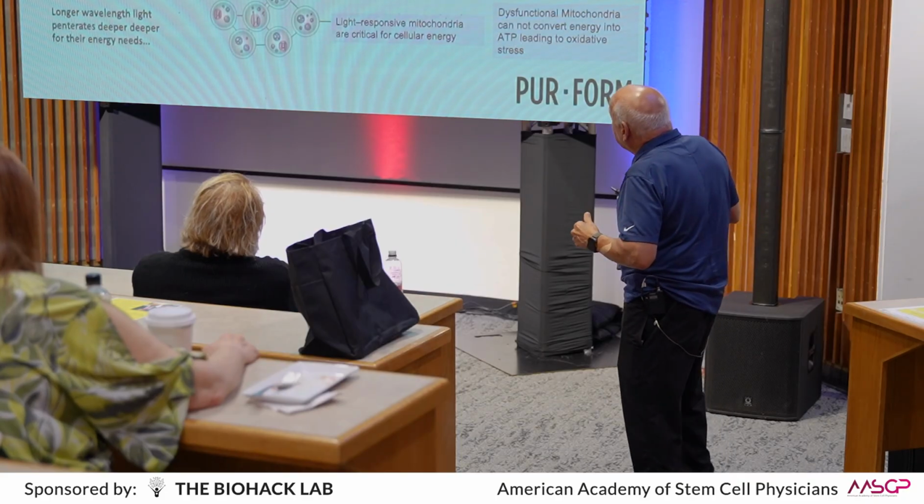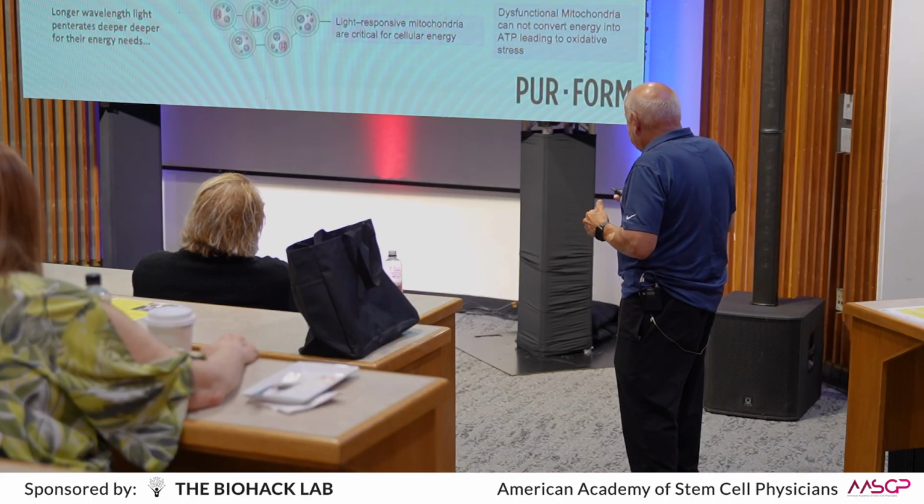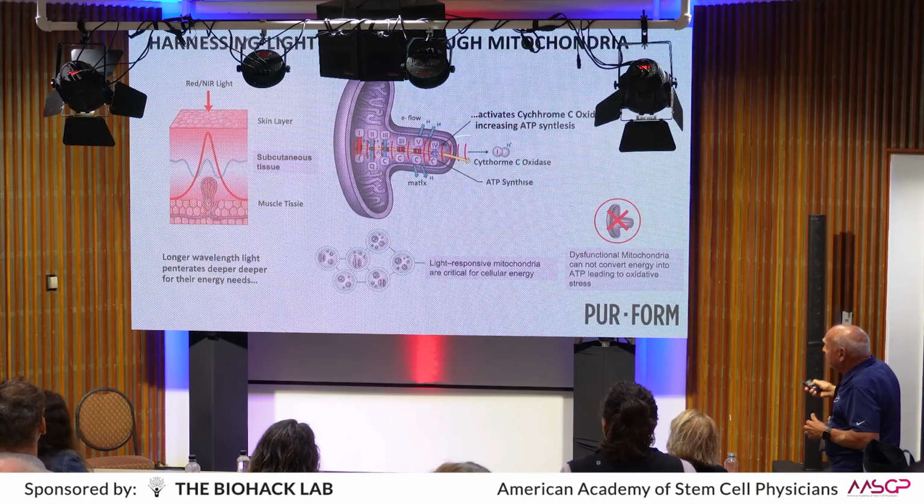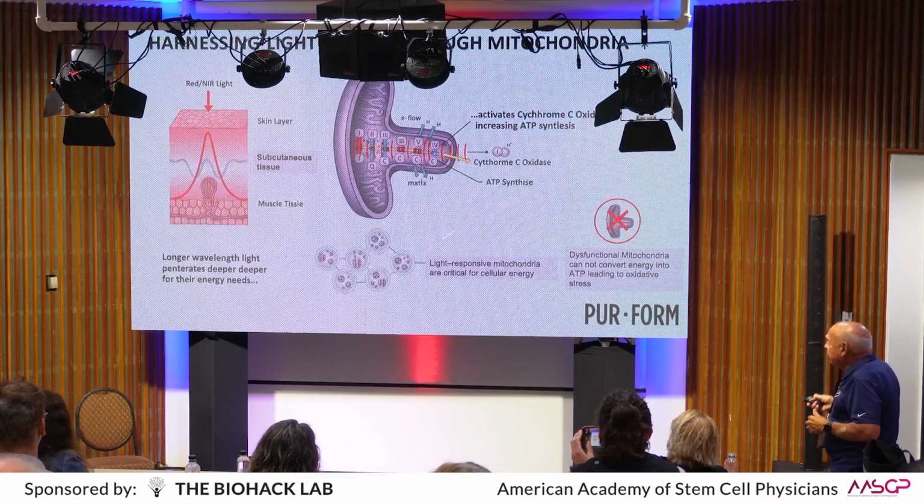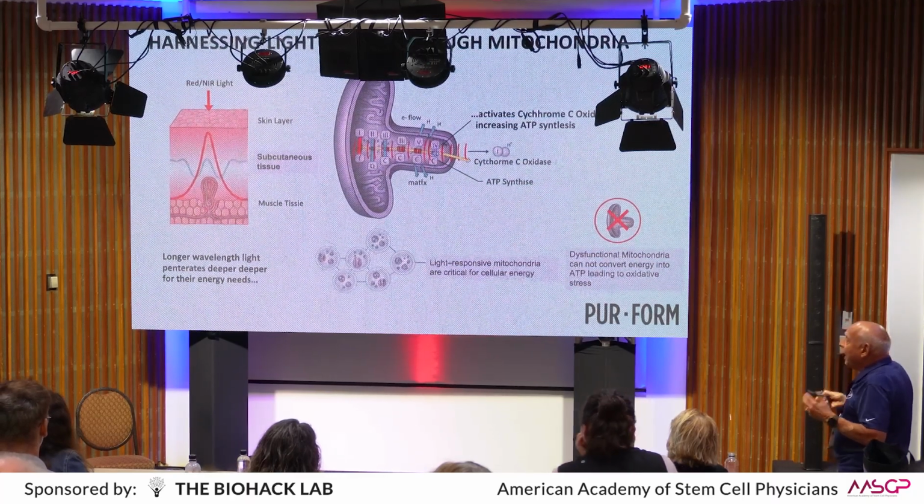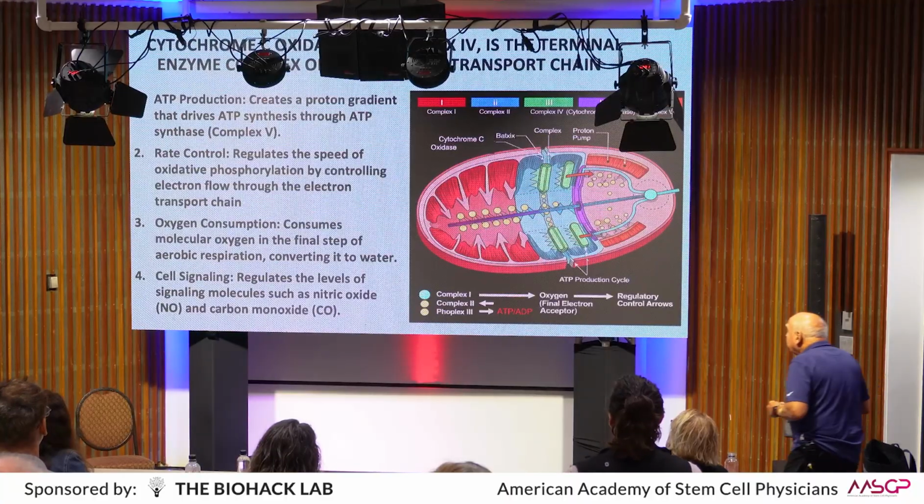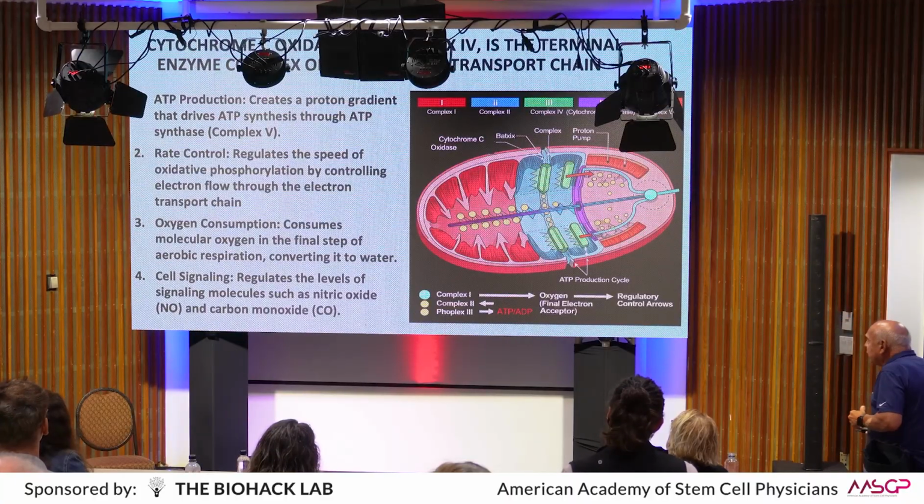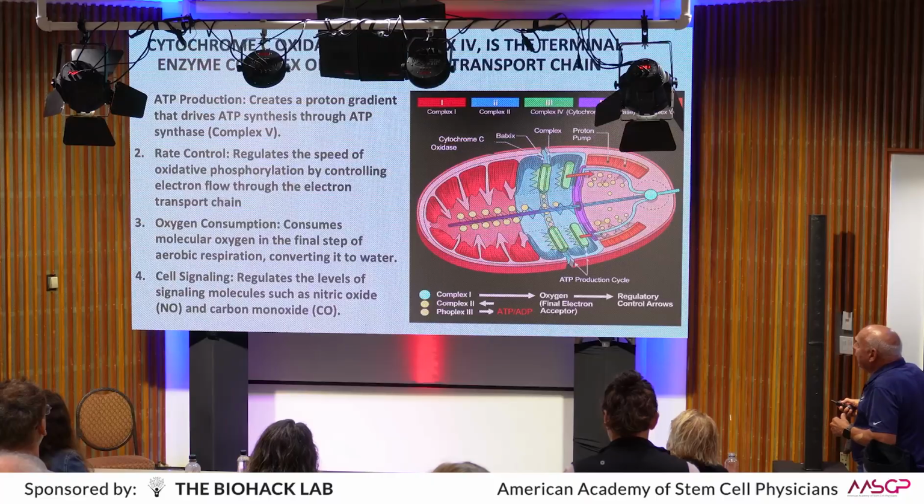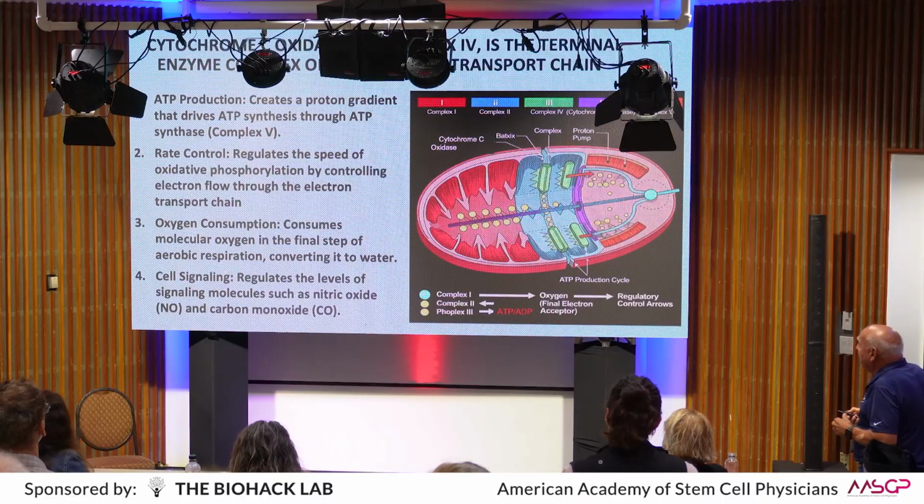Okay, so we can see here, harnessing light through the mitochondria. Basically what happens is we'll see cytochrome C oxidase, ATP synthase, and eventually what does it do? It makes ATP, the body's energy currency. All right, so we can see it here. We're kind of doing a cross-section of the mitochondria. Basically, we get a proton gradient.